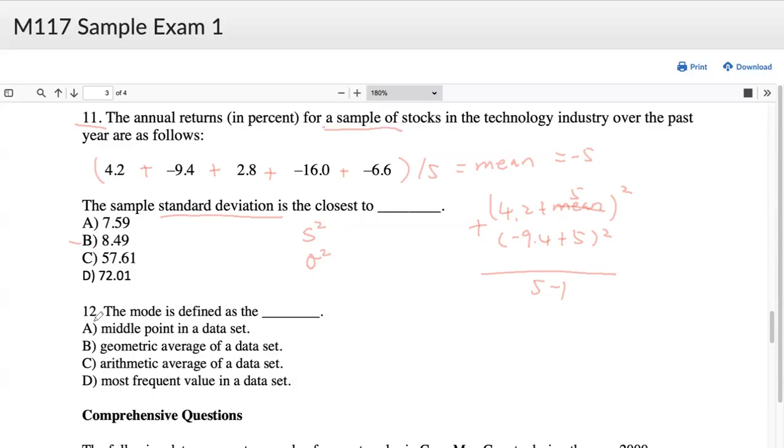So 12 is asking, mode is defined as the middle point, where the middle point is the median. Geometric average of a data set, that's geometric mean. Arithmetic average, that's mean. Right? So this one is a geometric mean. D, most frequent value in the data set. Yes, D.